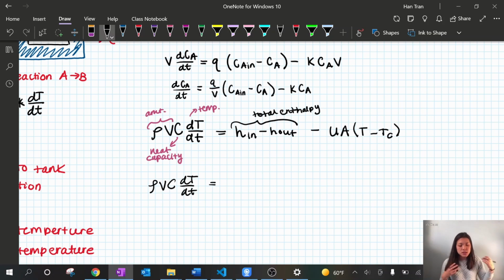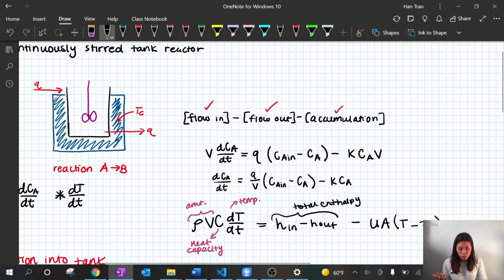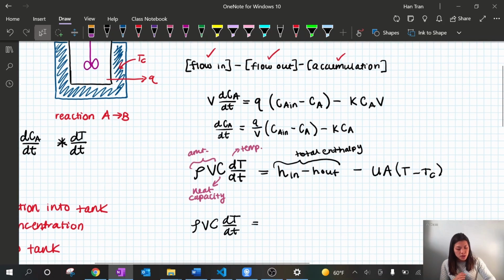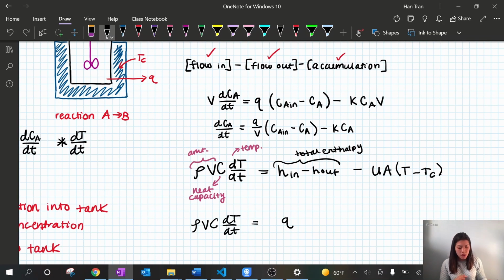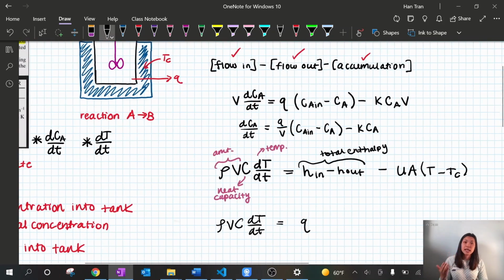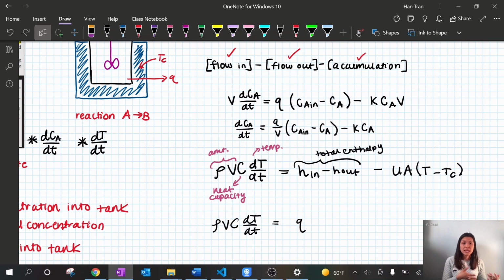And so what is the total enthalpy? How do we know what the enthalpy in is and what the enthalpy out is? Well, we know that there is a flow. The flow is going in and out of the tank, and the flow rate is constant. And then we also have the heat capacity. That tells us what the energy flowing in and out of the tank is. So if we multiply the heat capacity by the flow rate, that gives us the energy going in and out of the tank, but we also have to multiply that by the temperature.